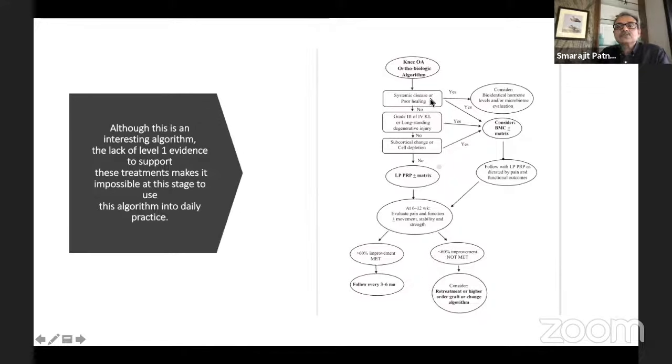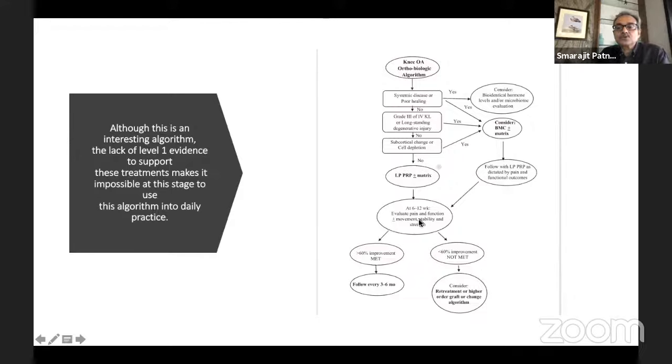And when there is no systemic disease or no history of any poor healing, and the KL grade of osteoarthritis is 3 or 4, then we can try the bone marrow aspirates, where we can give the matrix, or we need not. And when we have subcortical changes or cell depletion, then also we have a role for the bone marrow concentrates. And when none of this is there, there is no systemic disease, the grade is lower, there are not many subcortical changes, then we can go for the leukocyte poor platelet rich plasma, and we can add matrix to that also.